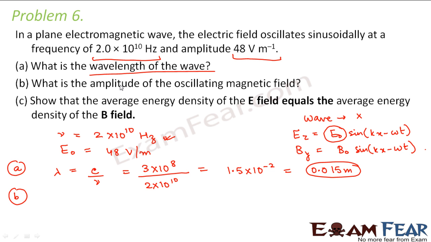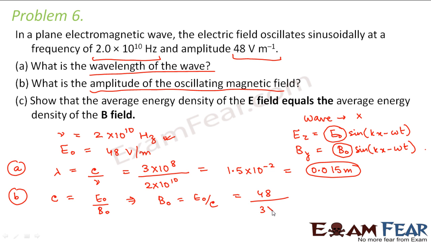In the next part, it asks us to calculate the amplitude of the oscillating magnetic field, that is B naught. Again we know that the velocity of light, c, is equal to the ratio of the electric field to the magnetic field. So from this we can say B naught is equal to E naught divided by c, that is 48 divided by 3 into 10 to the power 8. This comes out to be 1.6 into 10 to the power minus 7 Tesla. So this is the value of the amplitude of the oscillating magnetic field.